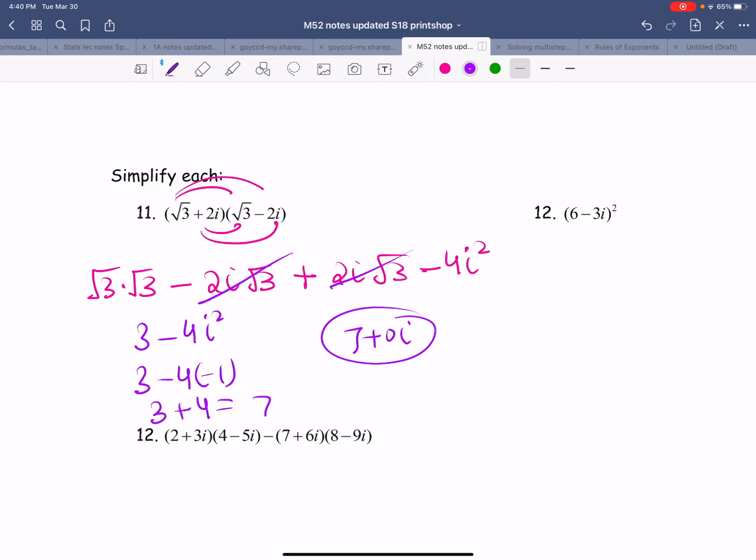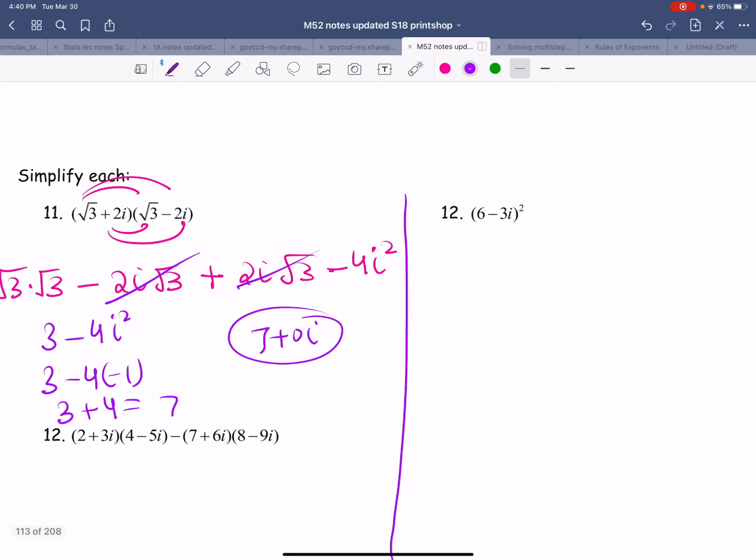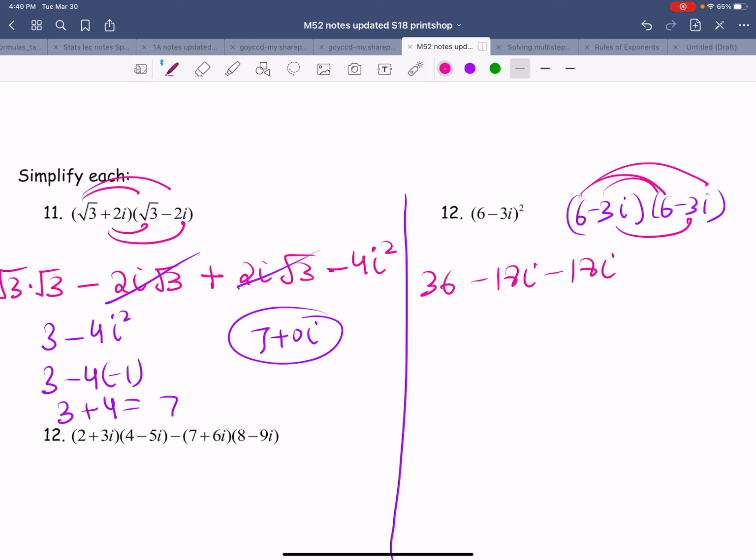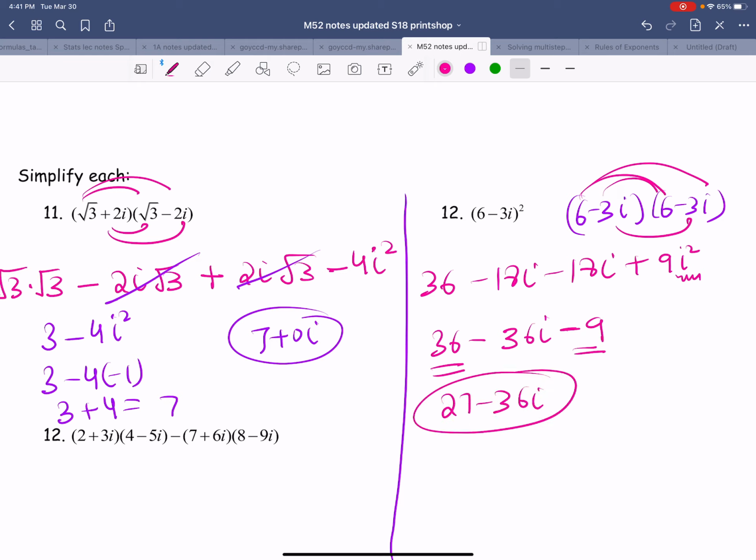Okay. Next example, number 12. Square means we have two of these, 6 minus 3i times 6 minus 3i. That's what square means. First times first is 36. Outer times outer is negative 18i. Inner times inner is again negative 18i. Last times last is 9i squared. So 36 minus 18 and 18 is 36i, minus 9, because i squared is -1. So when I replace the i squared by -1, 9 times -1 turns into -9. 36 take away 9 is 27 minus 36i is what we're left with.